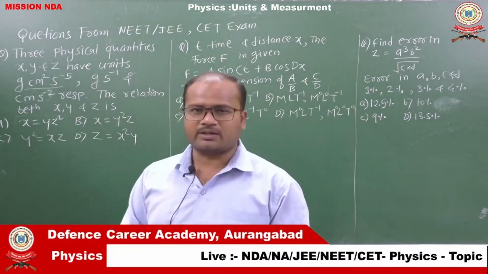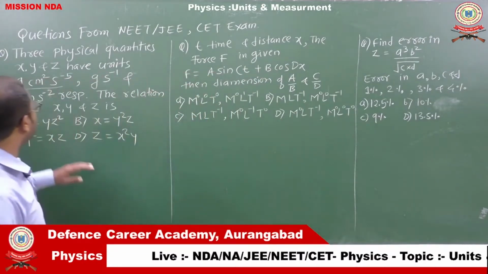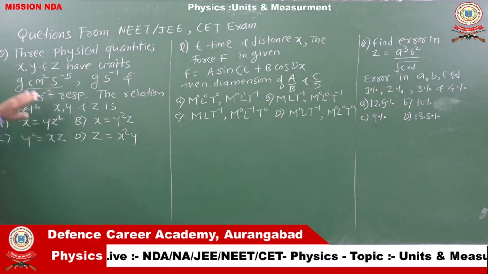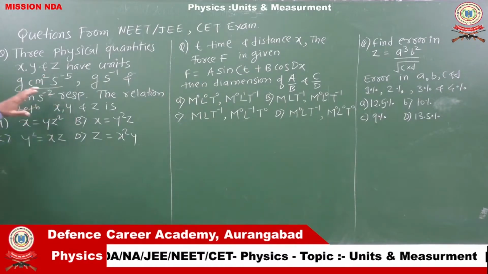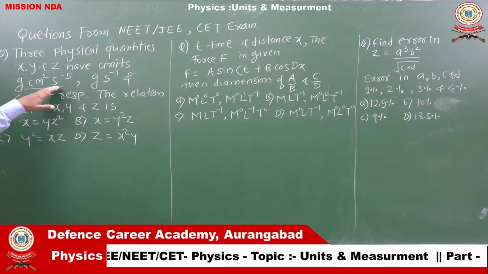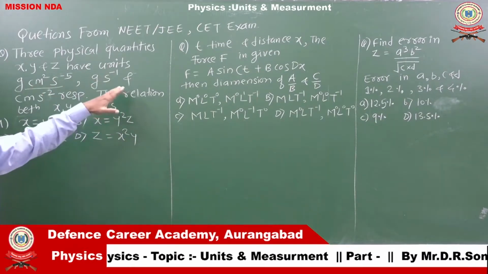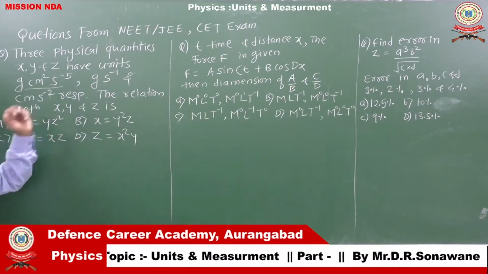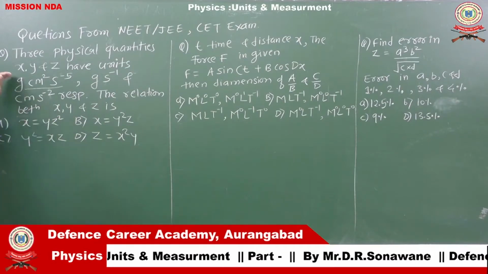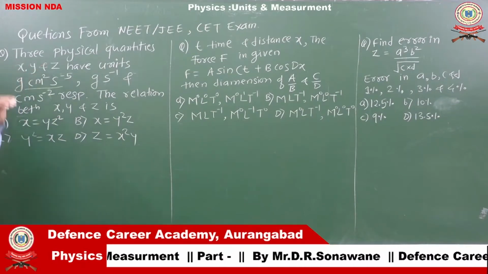Question number 1 from units and measurement. Three physical quantities x, y and z have units of gram centimeter square second to the power minus 5, gram second to the power minus 1 and centimeter second to the power minus 2 respectively. These are the units of x, y and z, right?